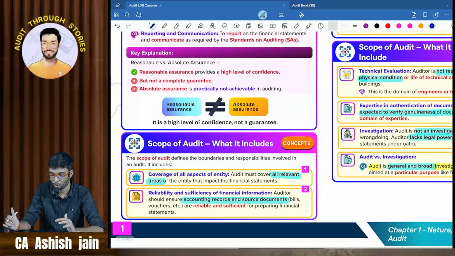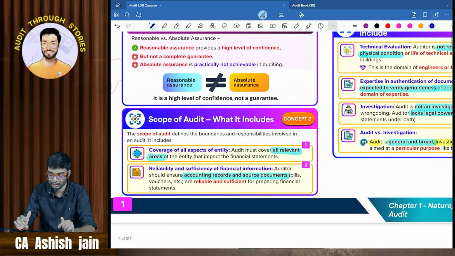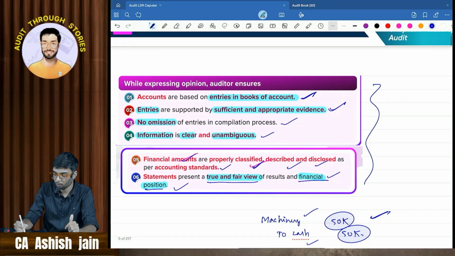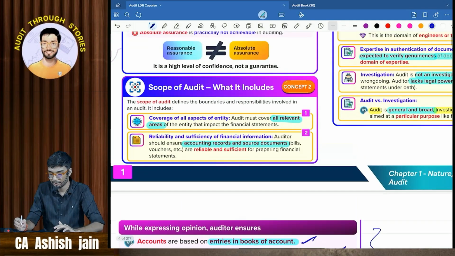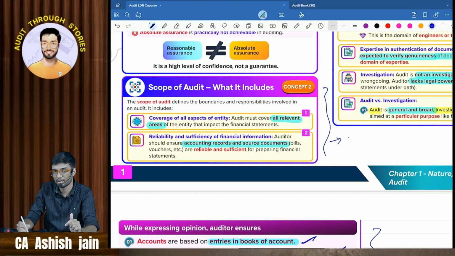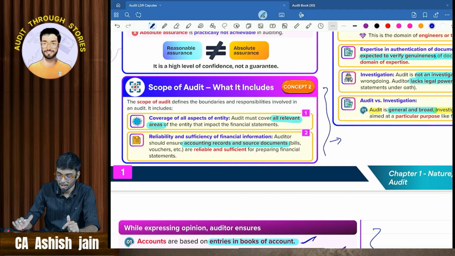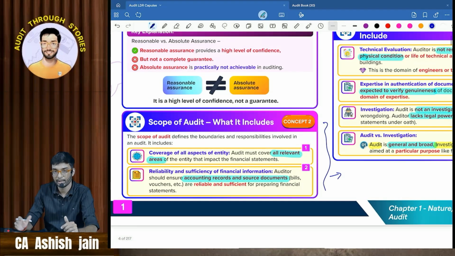Then comes scope of audit, what it includes. Very, very important question and answer from an examination point of view. This question was tested in the September 25 examination, and I think in May 25 or Jan 25, I don't remember it properly, but it was also tested by giving a case study. They have tested this particular concept. So scope of audit, what all things does audit cover?